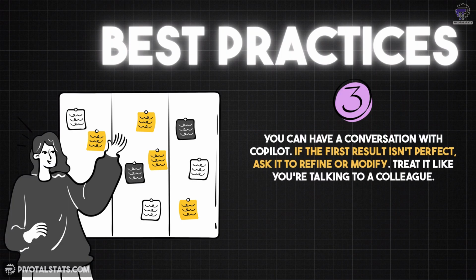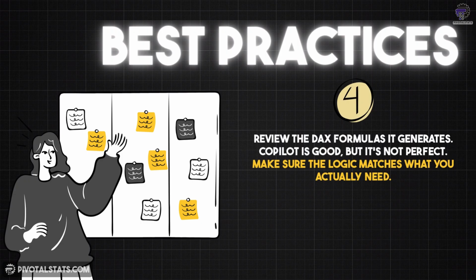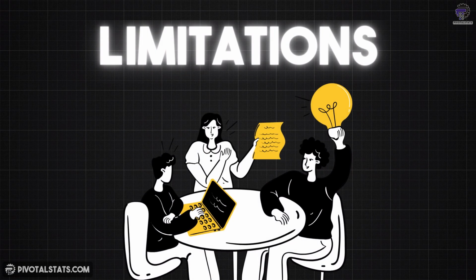Third, you can have a conversation with Copilot. If the first result isn't perfect, ask it to refine or modify. Treat it like you're talking to a colleague. Fourth, review the DAX formulas it generates. Copilot is good, but it's not perfect. Make sure the logic matches what you actually need.